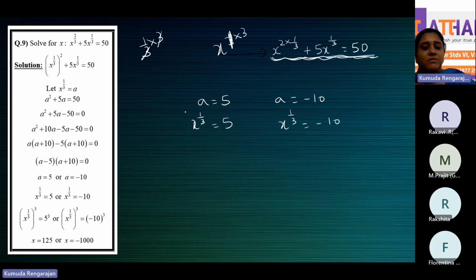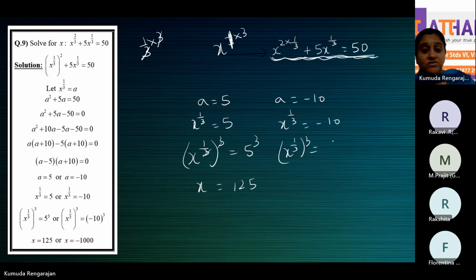It becomes 1. So that means you should raise both the sides to the power 3. So this is 1 by 3 into 3, and it will become x to the power 1 is equal to 125. Similarly here, when you raise both the sides to the power 3, the 3 gets cancelled. So we get x is equal to minus 1000. All right.